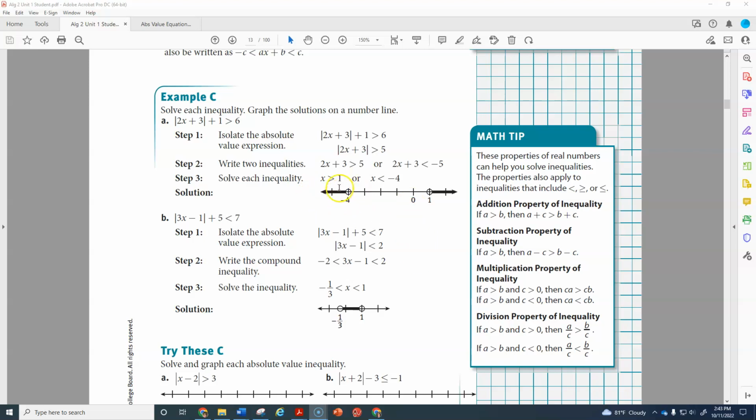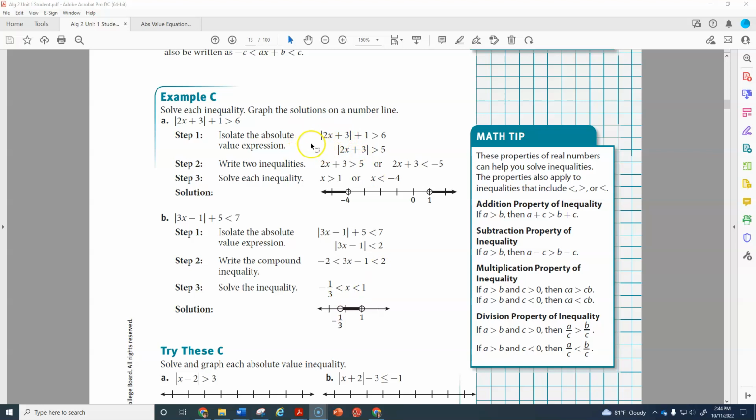Our graph is either going to be a graph where I have 2 branches shaded, or whether I have the stuff between the two endpoints shaded. So I'm still going to find two answers, and I'm either going to shade what's less than that answer and then greater than that answer, or I'm going to shade what's in between. And of course, we still use our fill in the circle or don't fill in the circle rules.